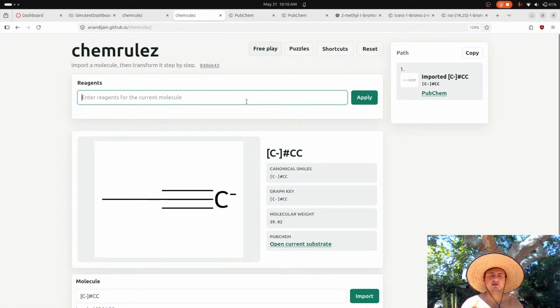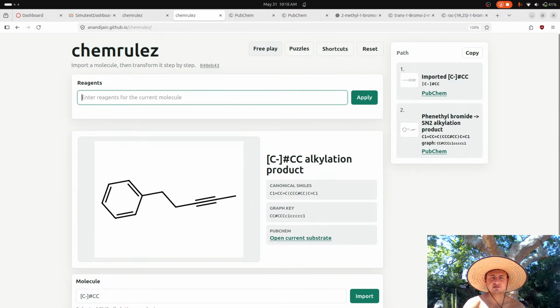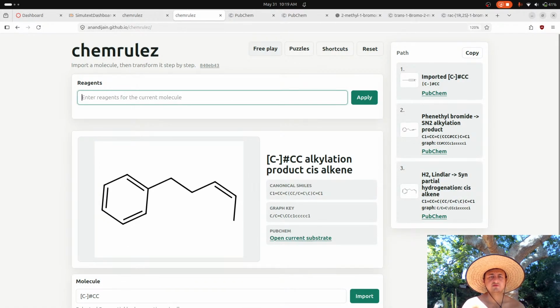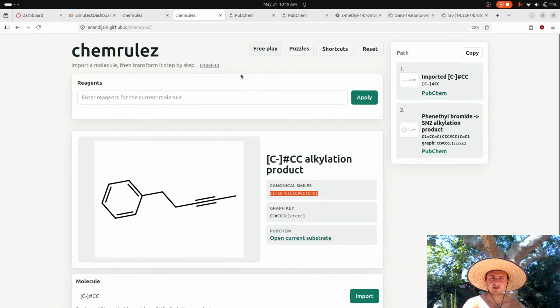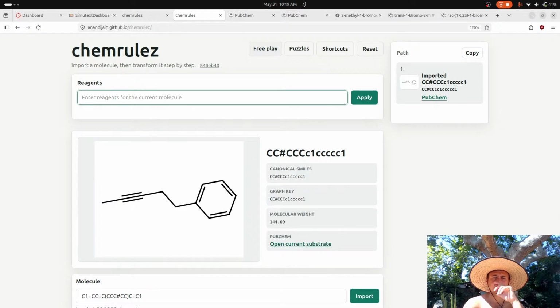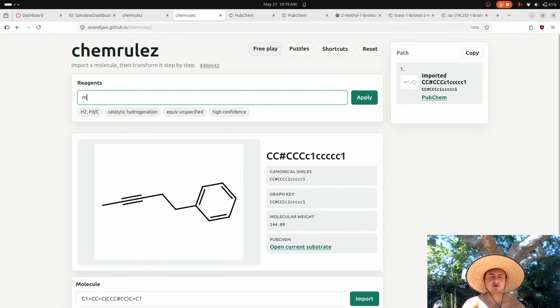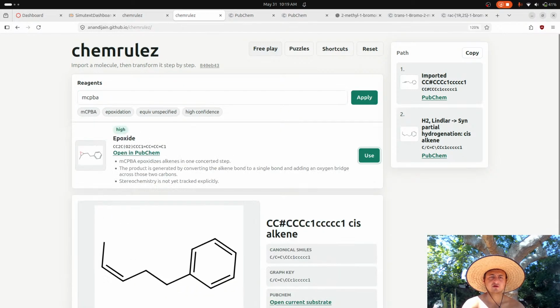But yeah, so basically the pathway: phenethyl bromide, okay, SN2. And then here, Lindlar, then mCPBA. And so that is the minimal thing. And presumably we could actually just go back to this. Right? I can just put this in. Or wait. No, but see here. It's gonna work.